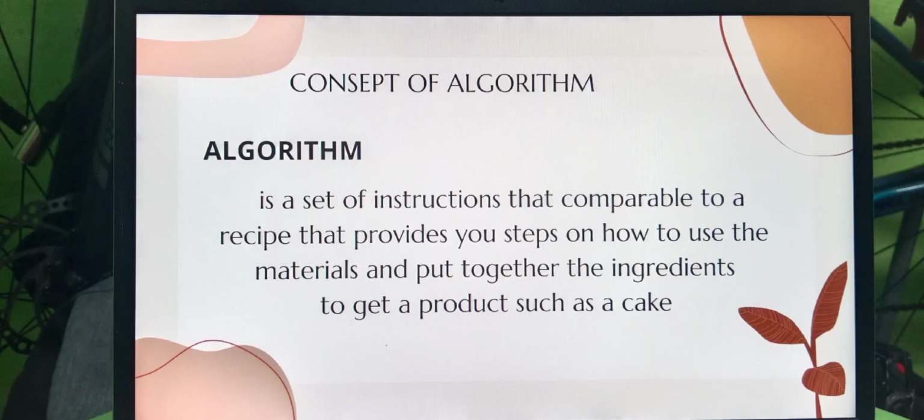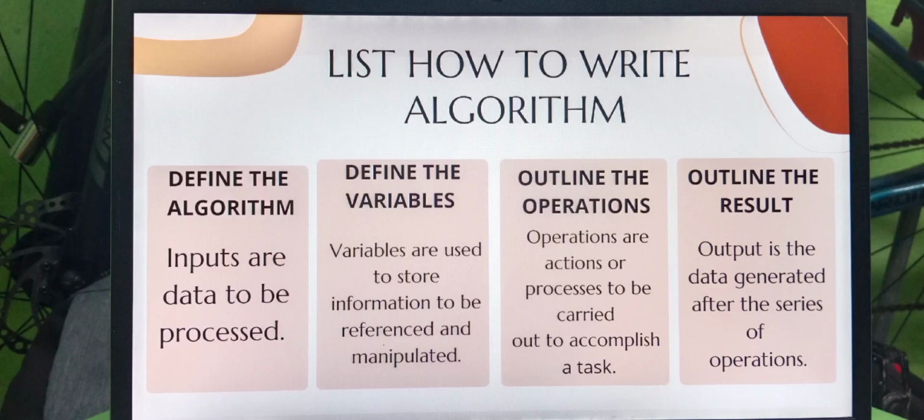Concept of algorithm. An algorithm is a set of instructions comparable to a recipe that provides you the steps on how to use materials and put together the ingredients to get the product, such as a cake. List how to write an algorithm.